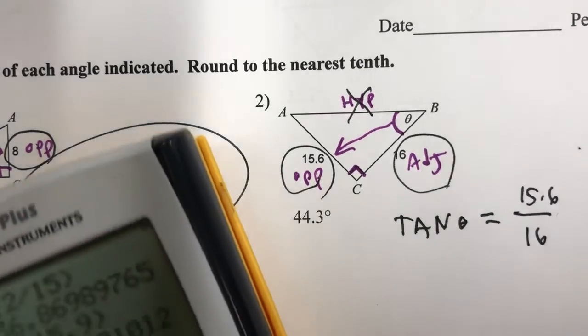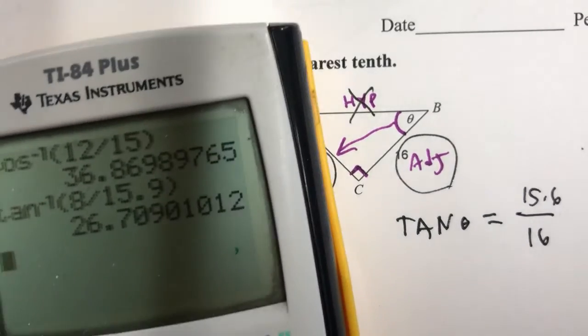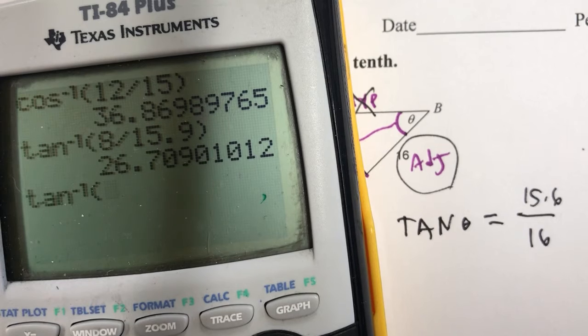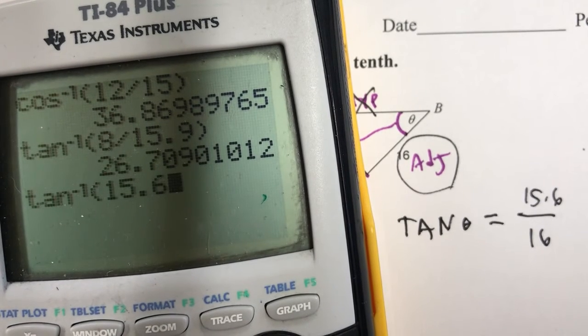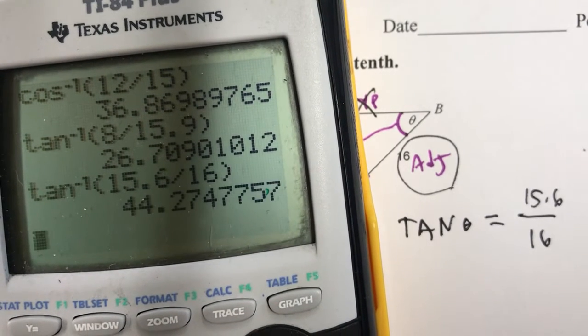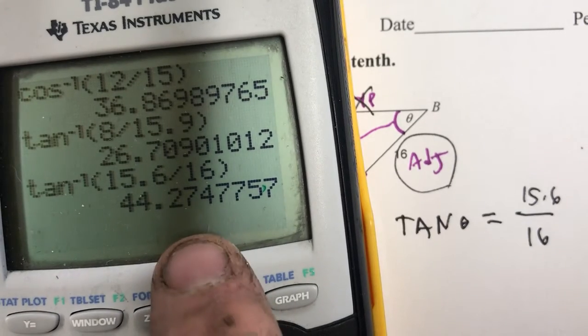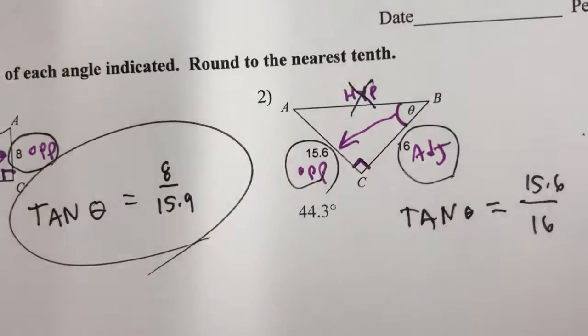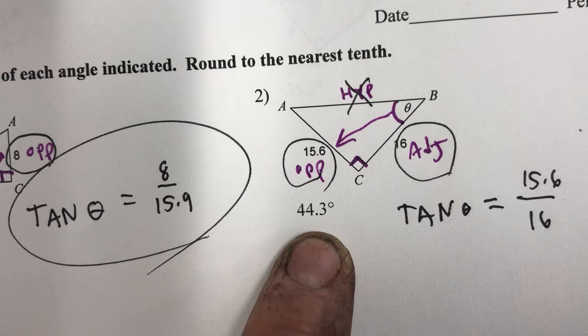All right, so to solve this, I'm going to do tangent inverse. So do inverse tangent, 15.6 divided by 16, and I get 44.27, which is 7 makes the 2 go up to the 3. So 44.3.